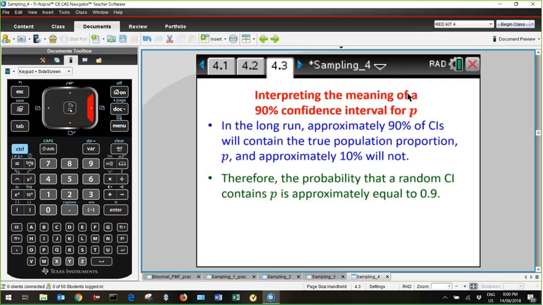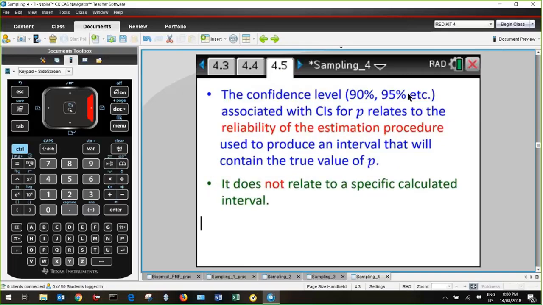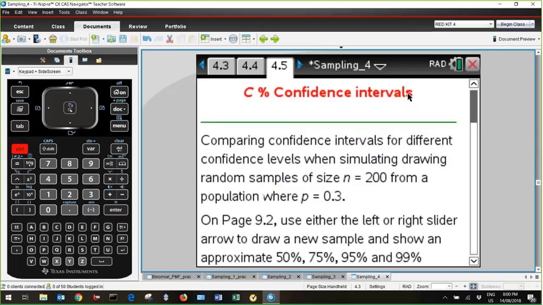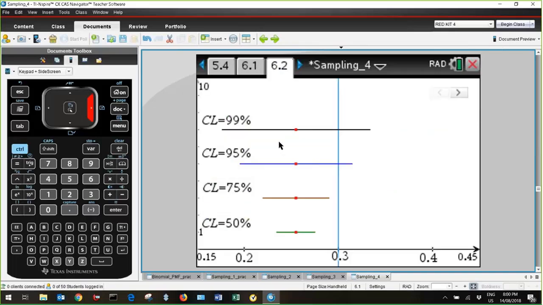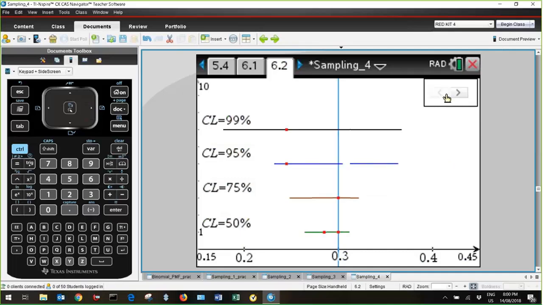And there's just one more that I want to do. So this shows 99, 95, 75, and 50, and we see the idea is that if you want more confidence, the trade-off is that you need a longer interval, so more margin of error. So more confidence means a greater margin of error, so there is a trade-off.